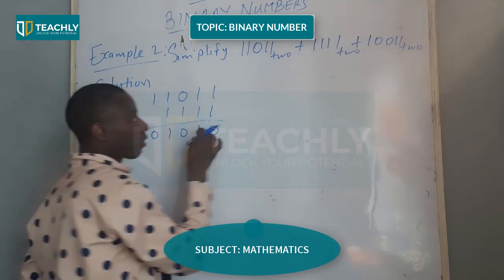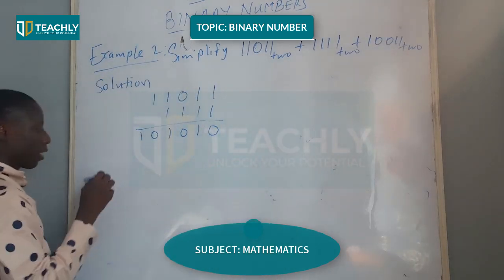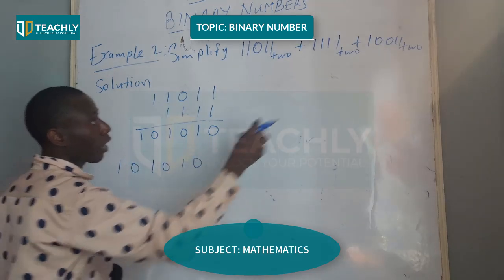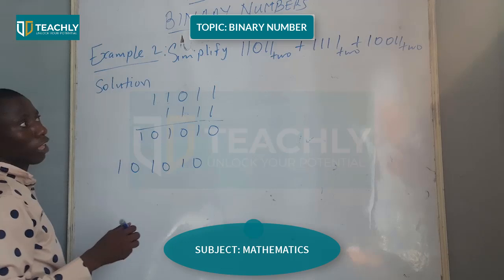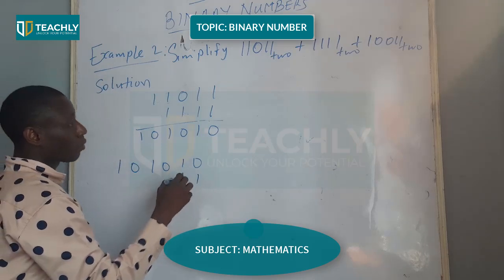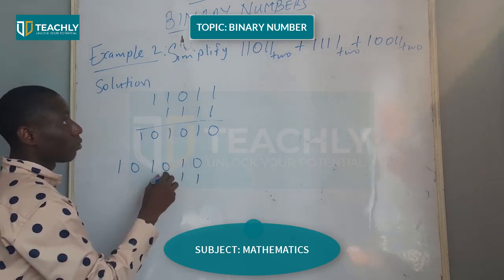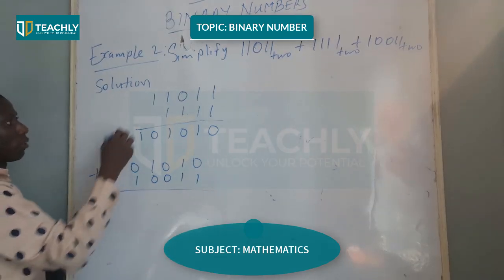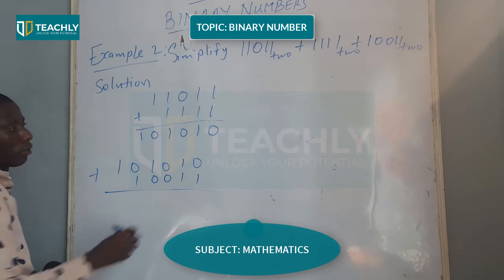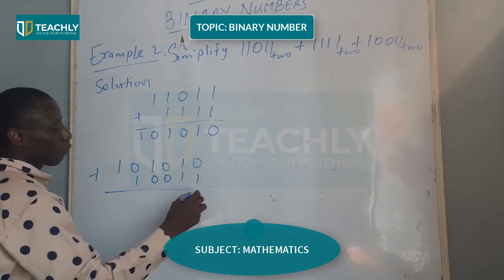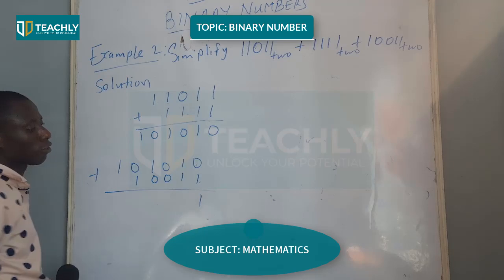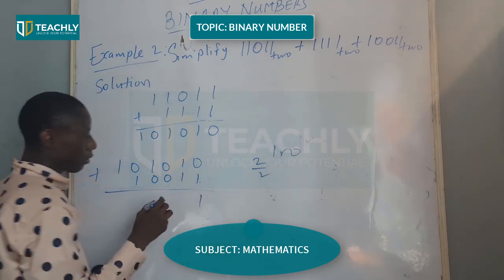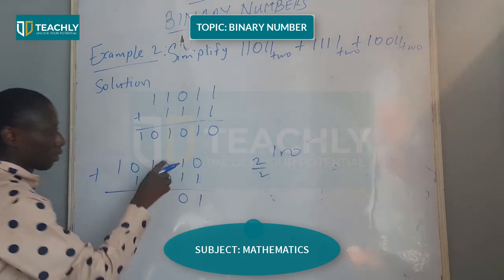So let us now add this one to the third one. So we are now going to add 1 0 1 0 1 0. We want to add the last one to it. That is 1 1 0 0 1. So we want to add. So let's add. 0 plus 1, we have 1. 1 plus 1, that is 2. So you divide. So you have 1 remainder 0, you write remainder 0. That one now you bring it here.